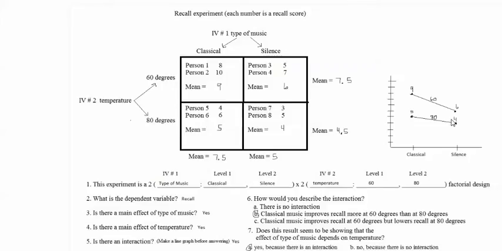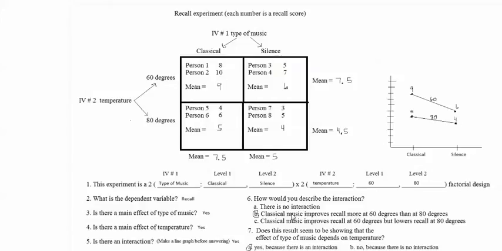So if we plot them in a graph, we can see that it's not parallel. And since it's not parallel, there is an interaction. It's a yes. So at 60 degrees, in the 60-degree room, classical is 3 higher than silence, because it goes up from 6 to 9. But in the 80-degree room, classical is only 1 higher than silence. It only goes up by 1. So the line is not as steep. It's steeper here and not as steep here, which makes them not parallel, and there is an interaction. So remember, parallel lines means no interaction. Non-parallel lines means there is an interaction.